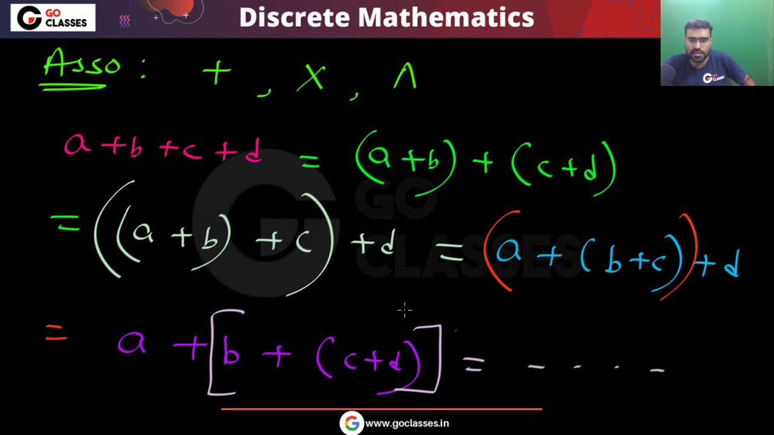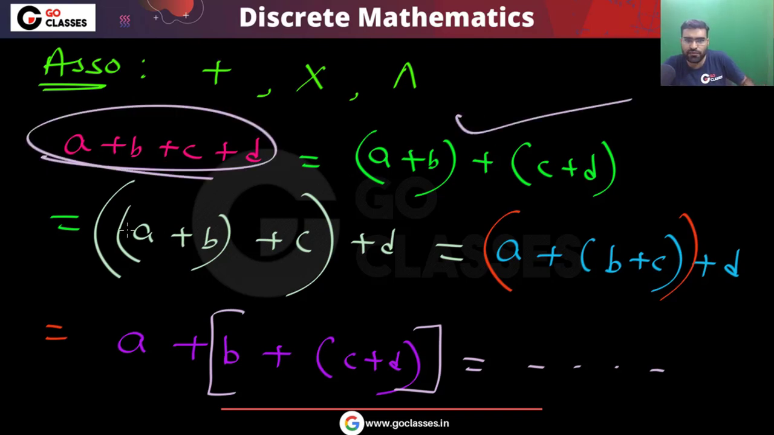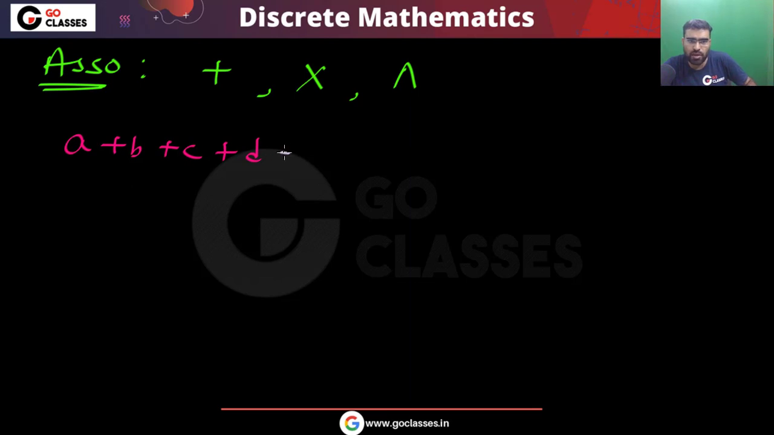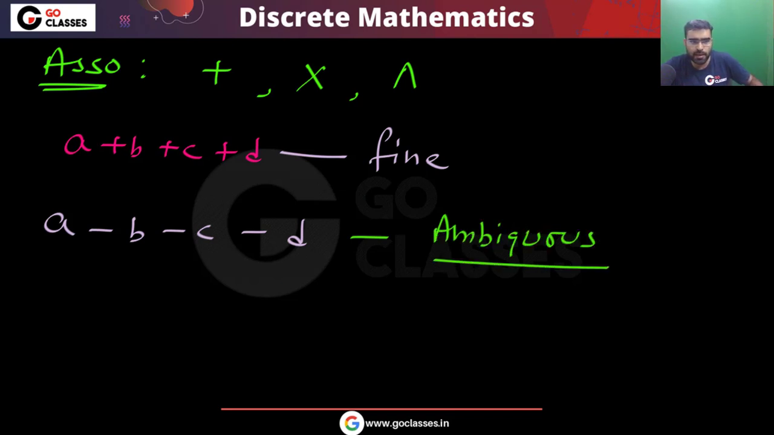The point is that because addition is associative, you can calculate this expression in many different ways, so there is no ambiguity here. This is completely fine. But on the other hand, if I give you A minus B minus C minus D, now this is problematic. This is not fine. In this situation, you will say this is ambiguous and proper parentheses must be given.